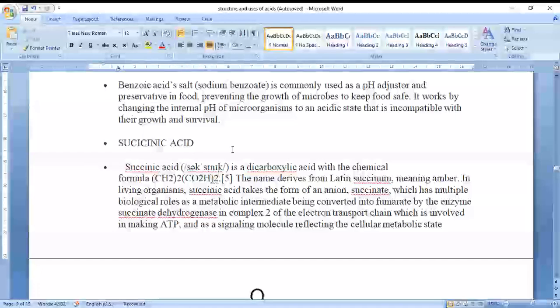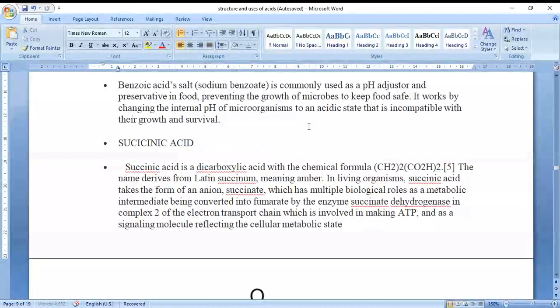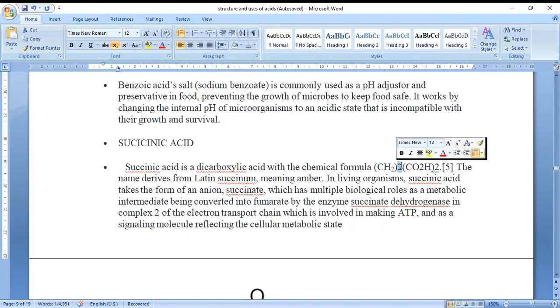Next, coming to succinic acid. Succinic acid is a dicarboxylic acid which has the formula CH2 twice, CO2H twice. So this is nothing but benzoic acid with two carboxylic acid groups. And the name is derived from the Latin succinum, which means amber.